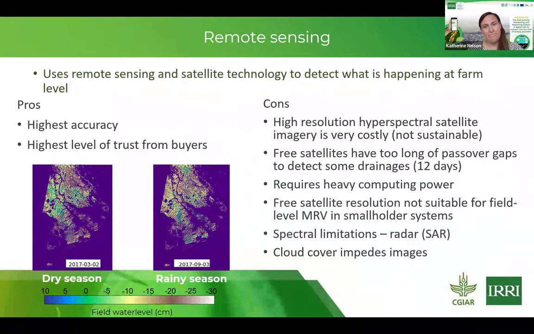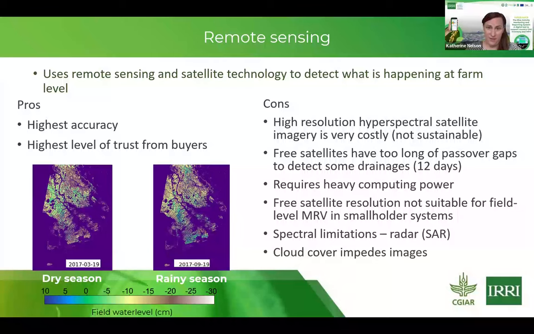Remote sensing uses satellite technology essentially to detect what's happening at the farm level. However, it's limited to just a few types of activities like planting dates and harvest dates. And there's a lot of research that has been going on for many years on detecting water levels. Remote sensing tends to have the highest accuracy in terms of its trust from buyers.